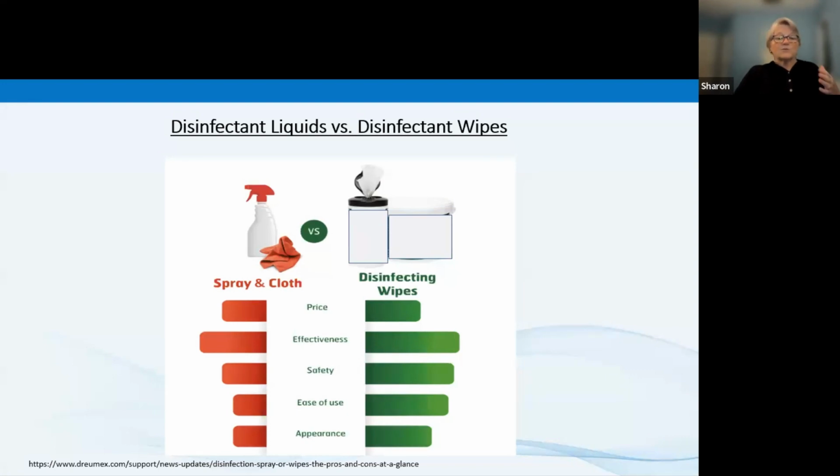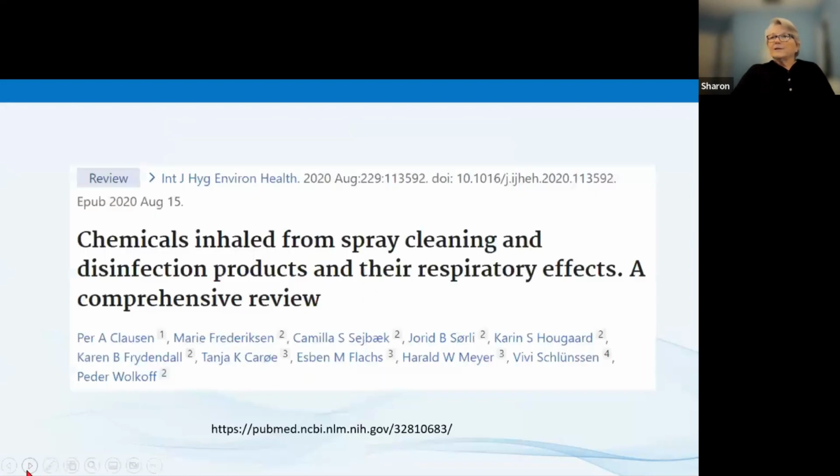So disinfectant wipes are a modern disinfection solution. They demonstrate the same power as the spray, but without the limitations. And they even come in wipes that clean and disinfect in one step. There are also numerous studies that mention the inhalation risk from disinfectant sprays. This is one. So carefully consider which method you're going to use. And remember, price is only one consideration.